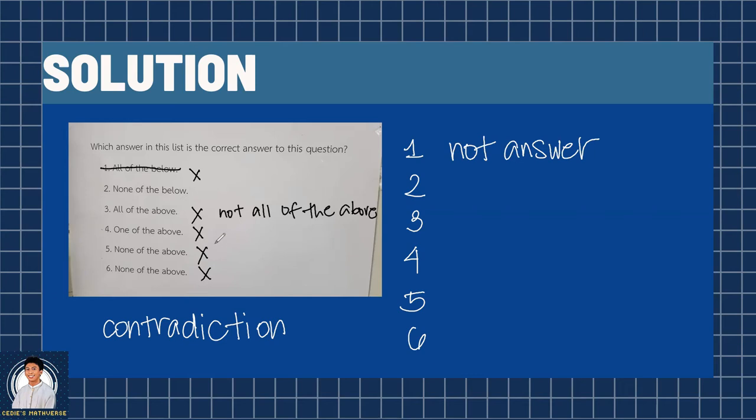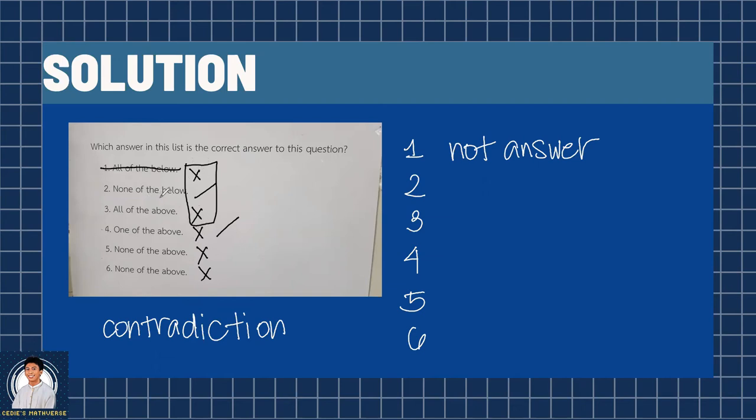Number 4 is one of the above. Remember that we have number 2 as a check, and since all of the above isn't the correct answer, if this is the case, then there must be exactly one choice above, which means that number 4 must be correct. Since it says one of the above, and there is exactly one correct choice here.